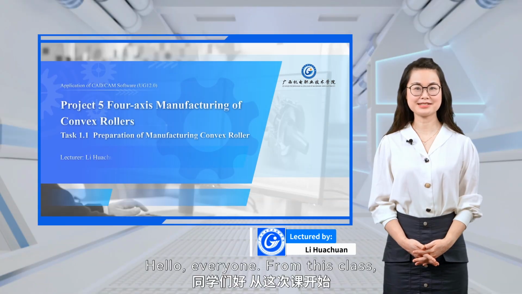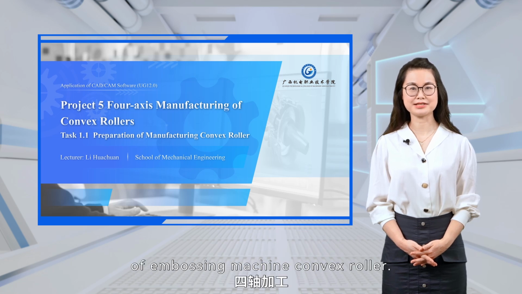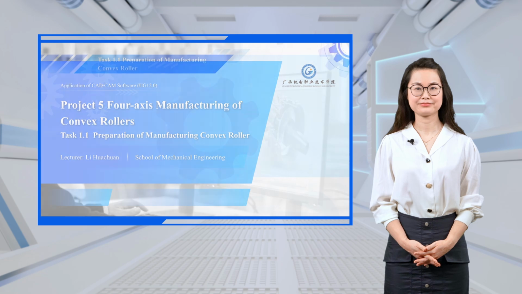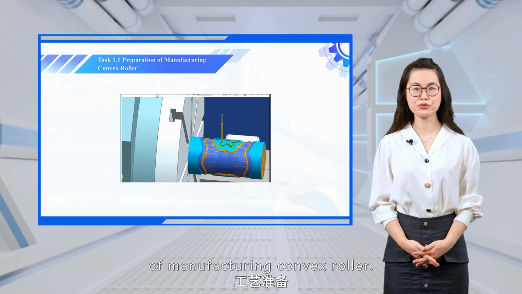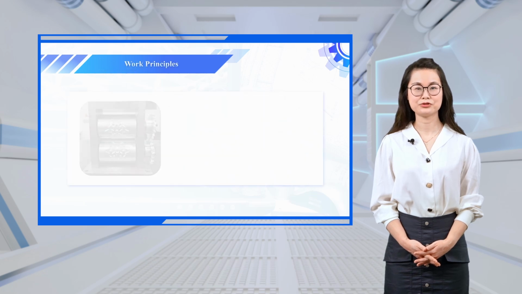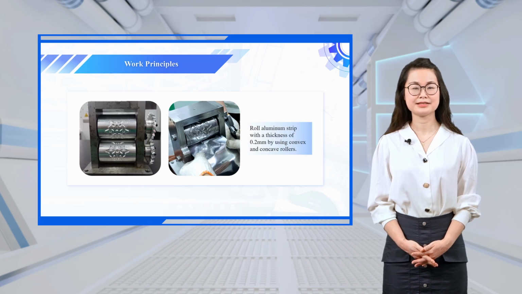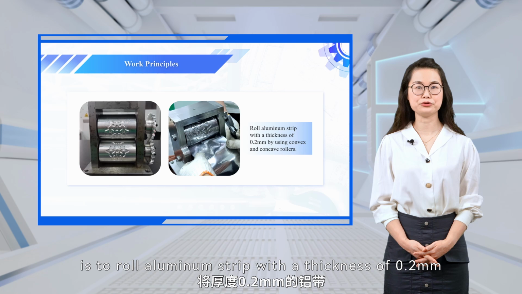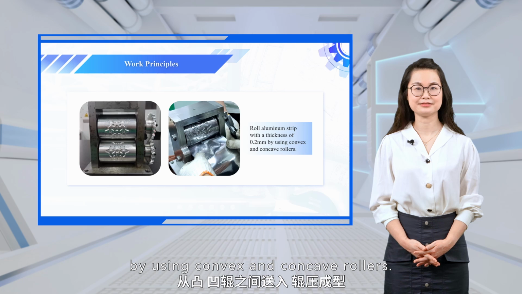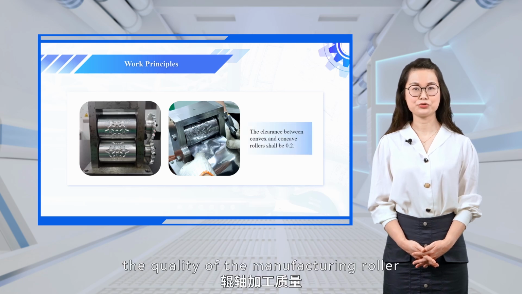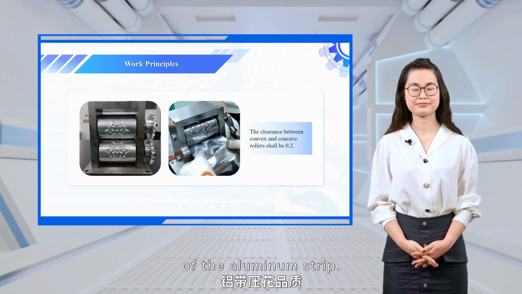Hello, everyone. From this class, we will learn the 4-axis machining of the embossing machine convex roller. In this class, we first learn about the process preparation of manufacturing the convex roller. We know that the principle of the aluminum strip embossing machine is to roll aluminum strip with a thickness of 0.2 millimeters by using convex and concave rollers. Therefore, the quality of the manufacturing roller affects the embossing quality of the aluminum strip.